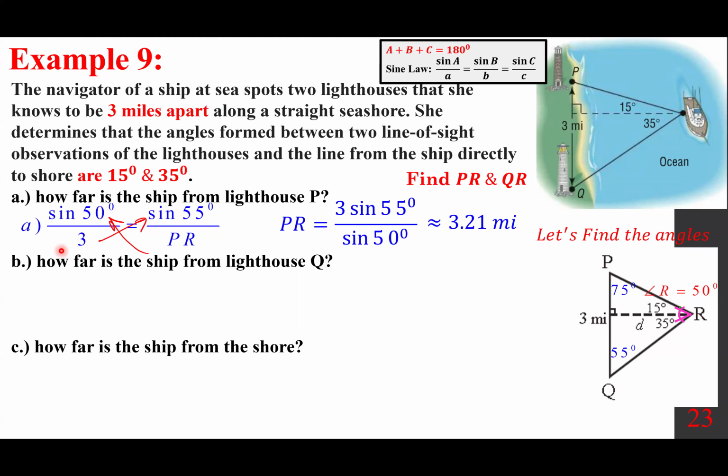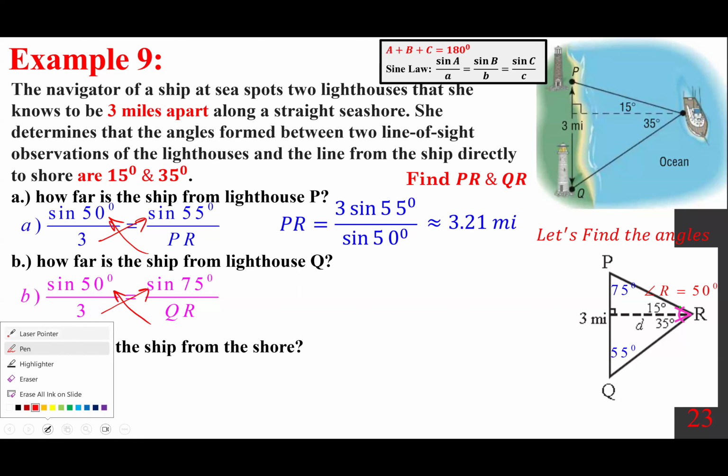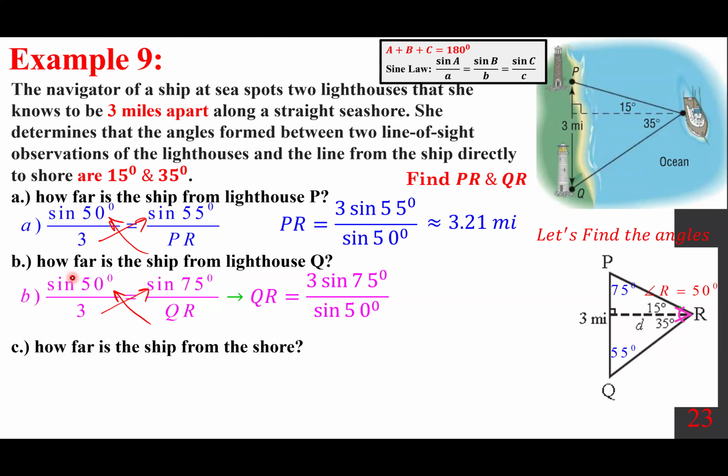Now we're going to use the same thing, sine of 50 over 3, because we have the angle and we have the side. Now the other one, sine of 75 over QR. So QR is the product of these two divided by sine of 50. You put that into a calculator, and you get 3.78 miles. And by the way, you expect it to be larger because the angle is larger here, right?